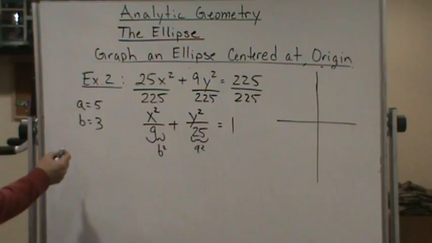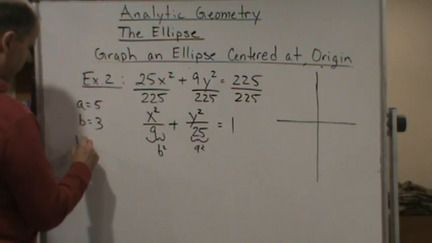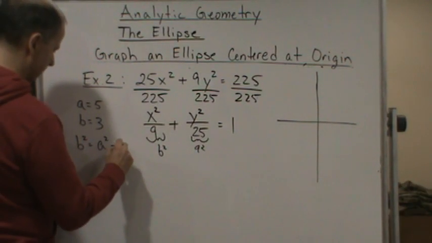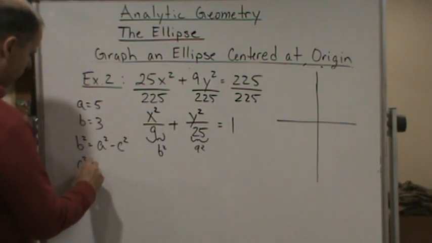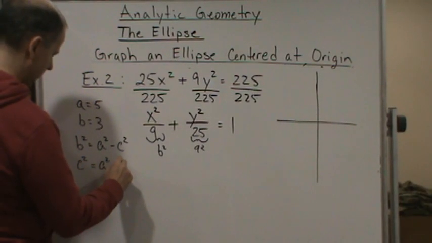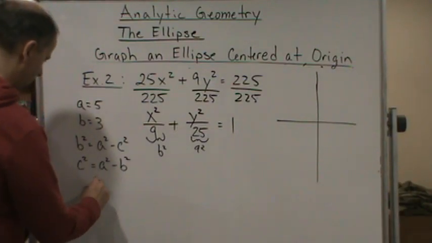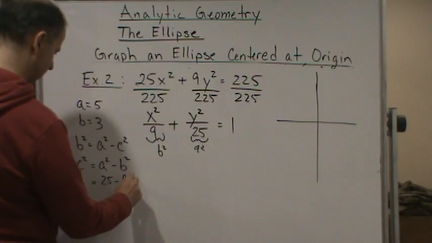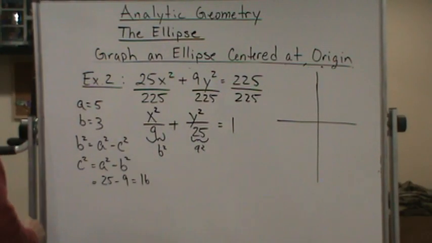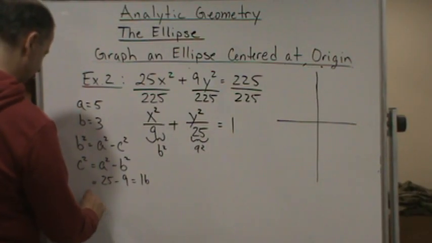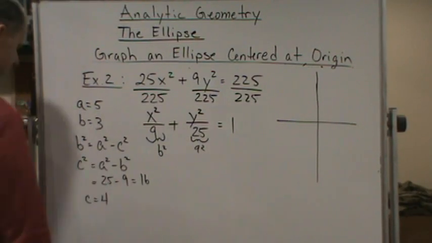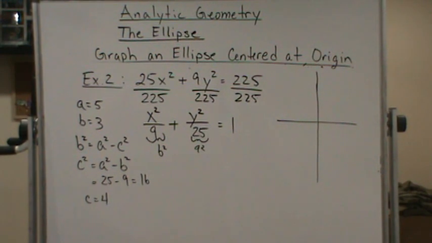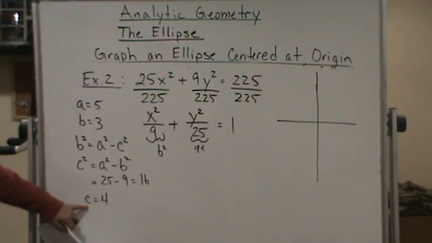Okay? And again, if we want to remember, b squared is equal to a squared minus c squared, which means c squared is equal to a squared minus b squared. And so a squared is 25 minus b squared, which is 9, which equals 16, right? And so c is equal to 4 in this case. Okay? Now, again, this is for telling us where the foci are located, but we're not going to graph the foci.